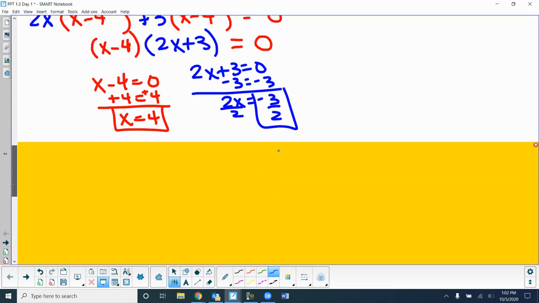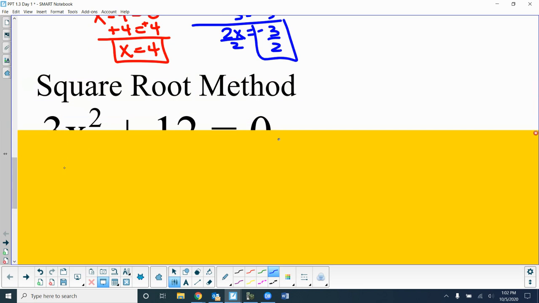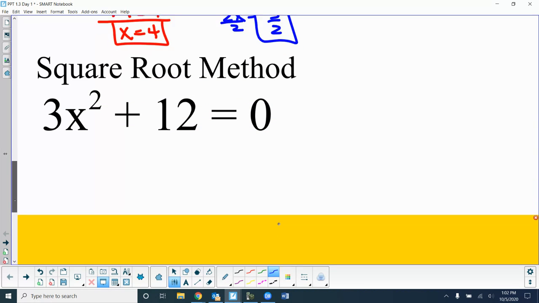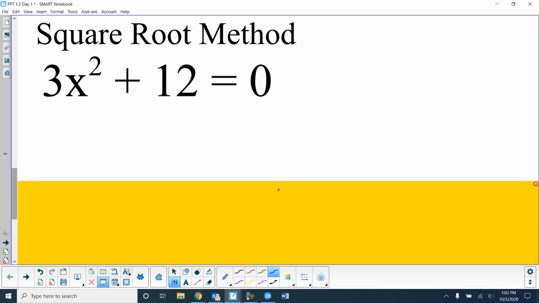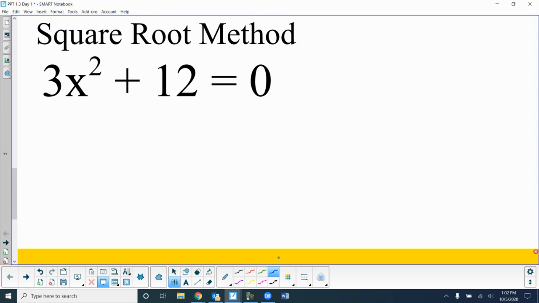The next method, I call the square root method. Usually in this method, you don't see an x. You know, my a value is 3, my b value is 0 because there's no x there, and my c value is 12. So usually that's what happens. You see it look like this. So in this situation, you want to get the squared part, that x squared, by itself. You want to take all the other numbers to the other side of the equation.